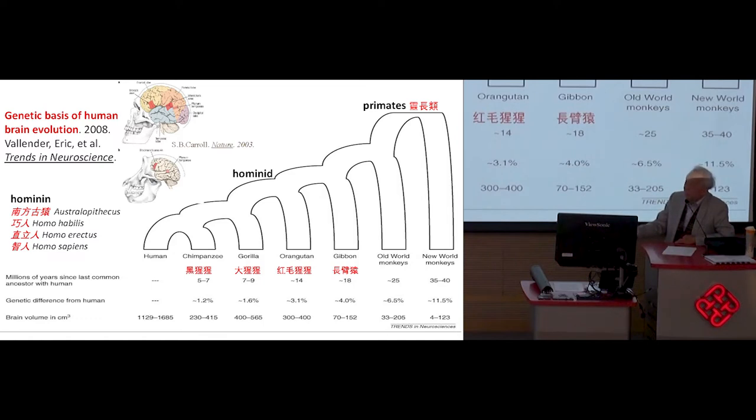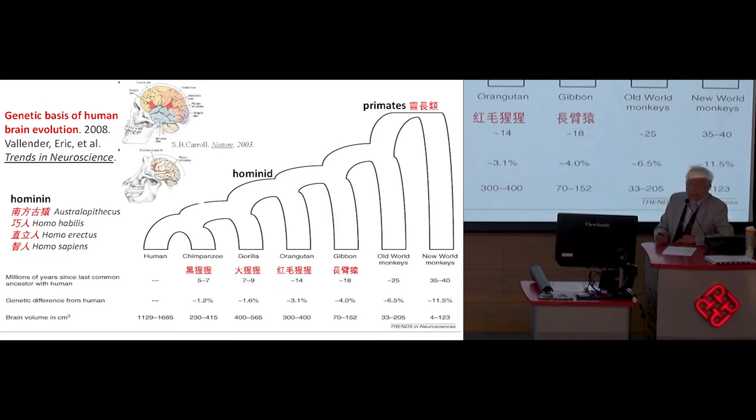Gibbons have no tail, orangutans have no tail, and these are found in mostly Southeast Asia. The two African apes, the gorilla and the chimpanzee, are the closest to us. They are our closest living relatives. Neanderthals, Denisovans were closer, but they're extinct. And this line, this is a study by a geneticist, Eric Ballinger. It shows that we and the chimpanzee differ only by 1.2%.